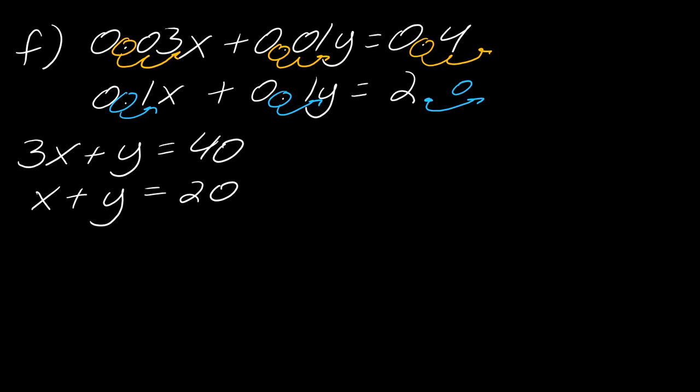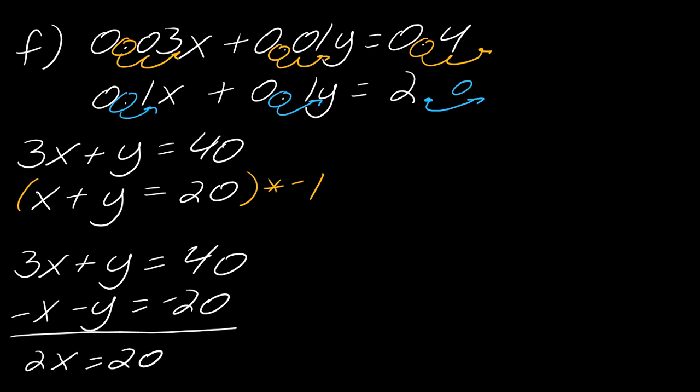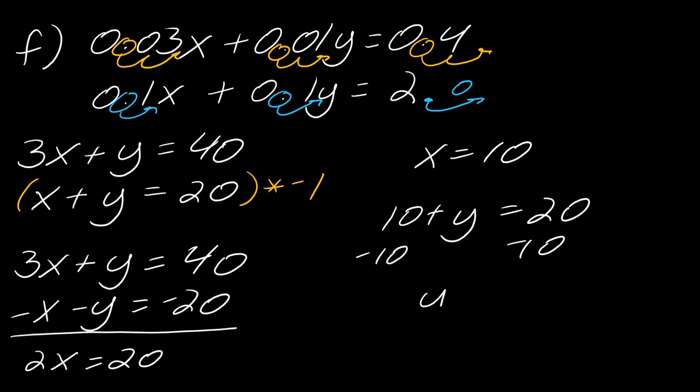And now we can do whatever we want to solve this system. So I think for me, I will just multiply this second equation by -1. So I'll restate the system. So this is 3x plus y equals 40, and -x minus y equals -20. So add these together to get 2x equals 20. So divide both sides by 2, and I get x equals 10. Okay, so now I can plug this x equals 10 into either one of these two equations. So I'll just plug this into the first equation, or second equation. So this becomes 10 plus y equals 20. Subtract off the 10 to get y equals 10. And my solution here will be 10, 10.